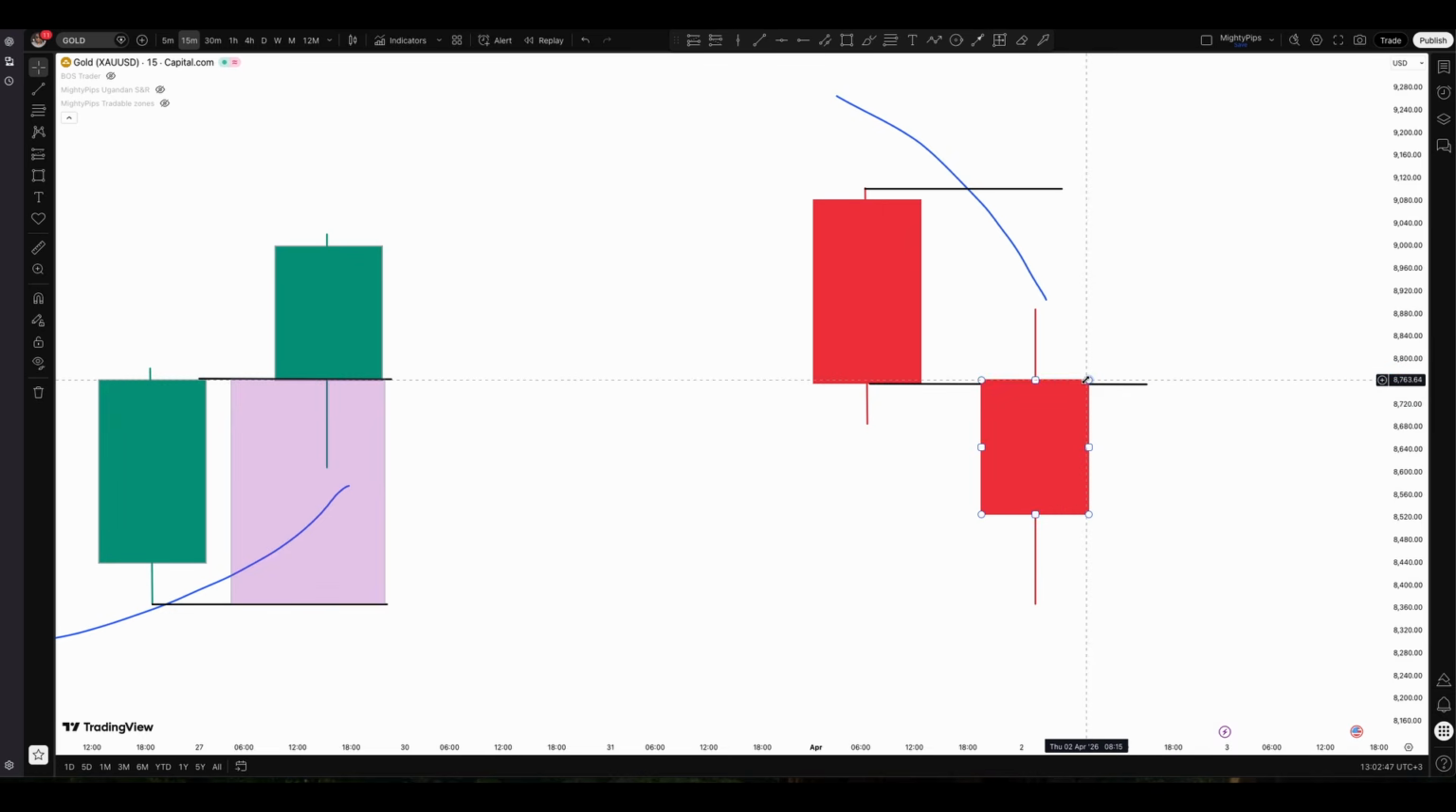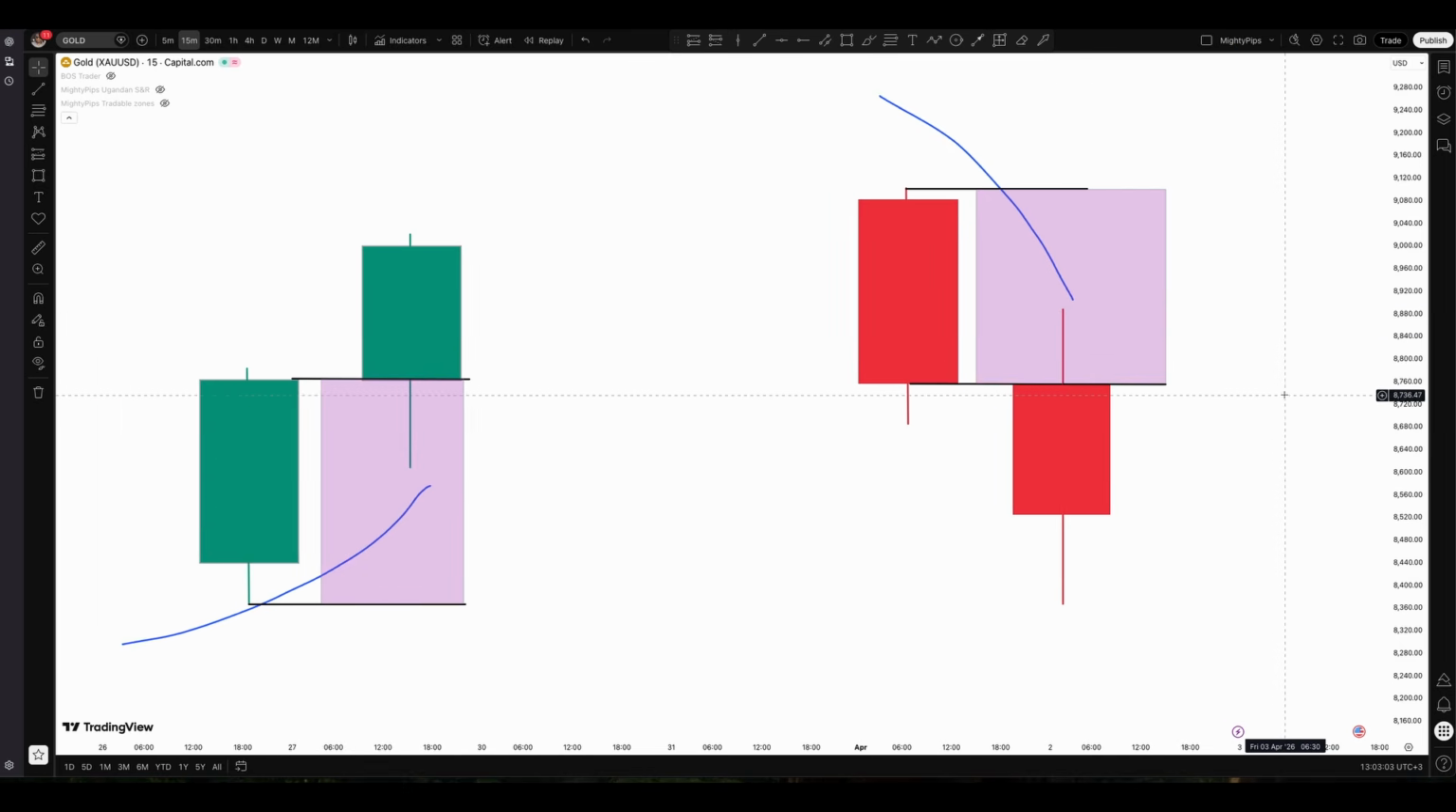So in this next candle, what you're waiting for is the market to pull back inside of this zone right here, this tradable zone right here. That is where you're going to get your entries. So your entries are going to be at this wick here. This wick here is where your entries are going to be got.